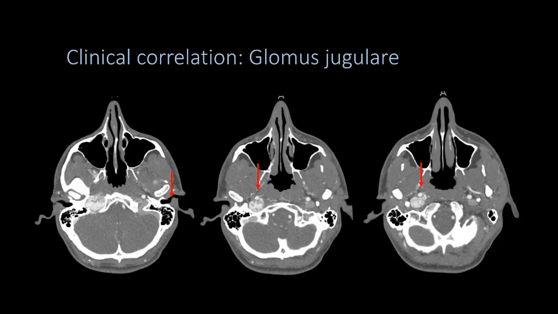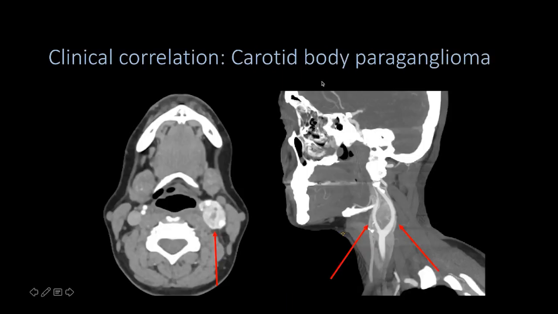This is a different patient with a glomus jugulare. So at the level of the jugular foramen, we have this expansile, avidly enhancing lesion with some osseous erosion and irregularity around it. And as we go slightly inferiorly, we see it's uplifting this internal carotid artery, and it's located right in the location where we expect our internal jugular vein to be. So this again is a classic appearance for a glomus jugulare.